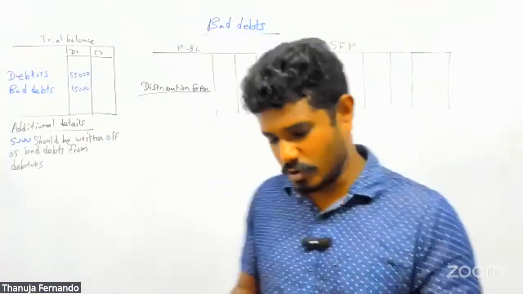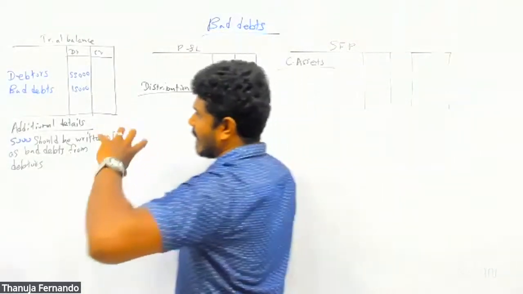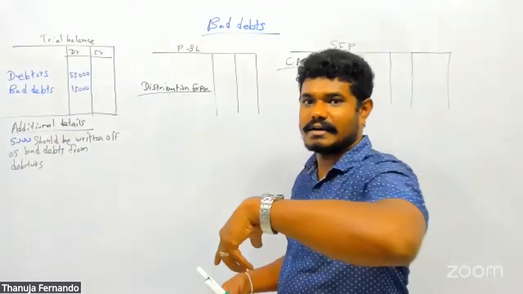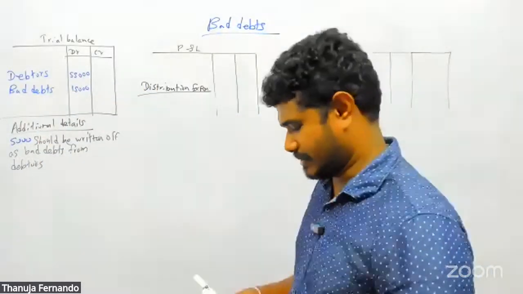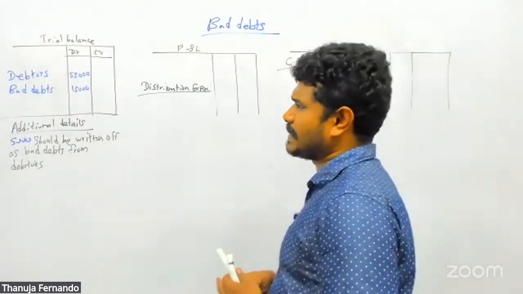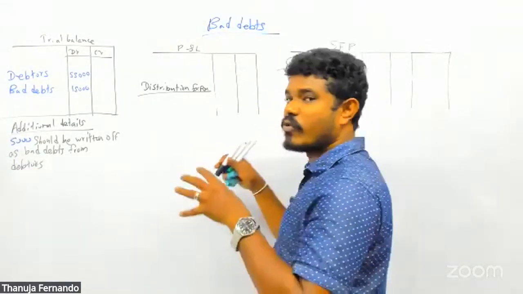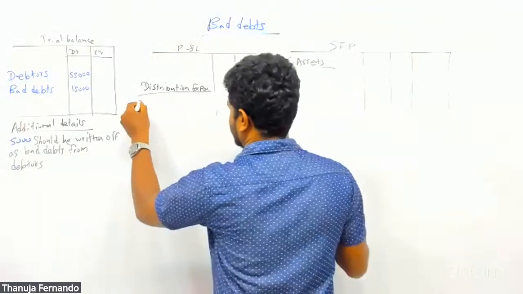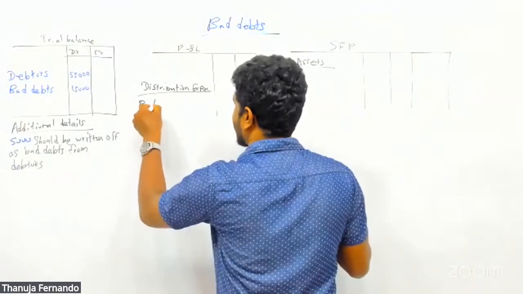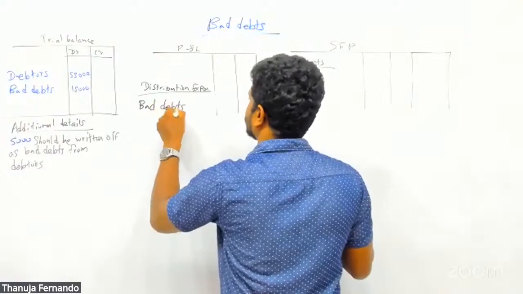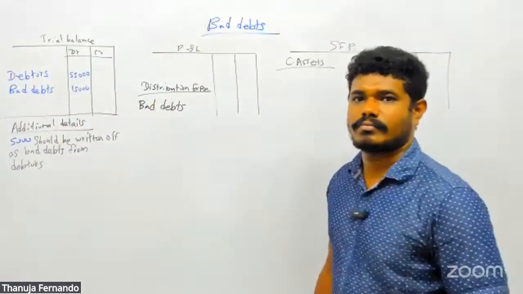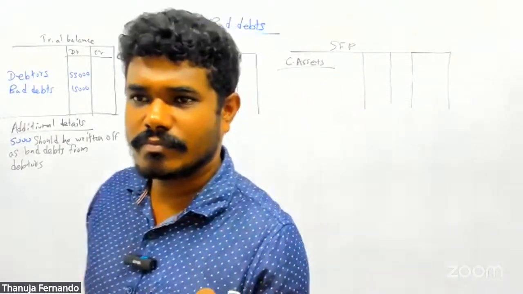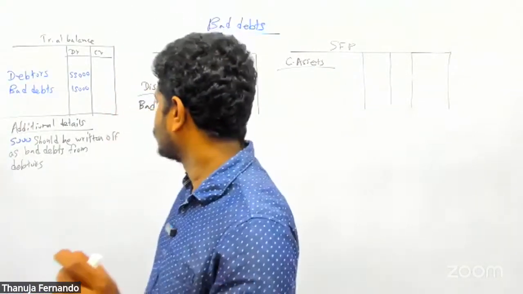So we already know the double entries: bad debts debit, bad debt expense debit. On the other hand, debtor decreasing credit. Bad debt expenses, how much in this whole year? Bad debt is an expense, distribution expense. Under distribution expense, we can record as bad debts. How much for the complete year? We have all. Yes, tell me. 30,000? 20,000.